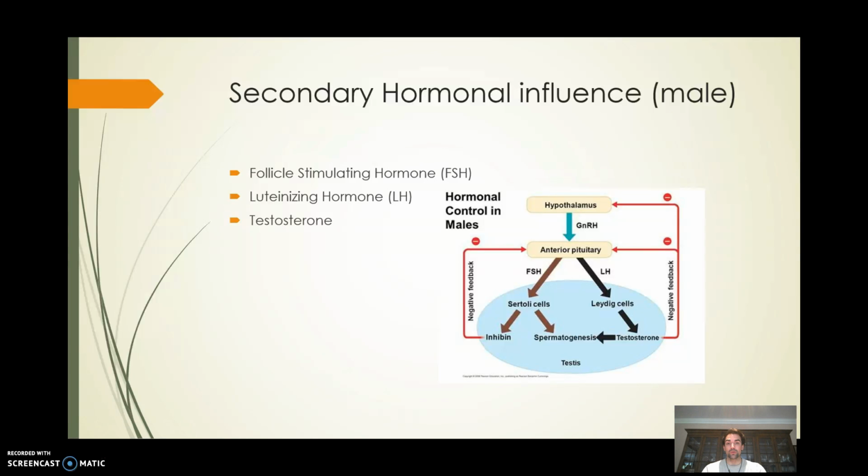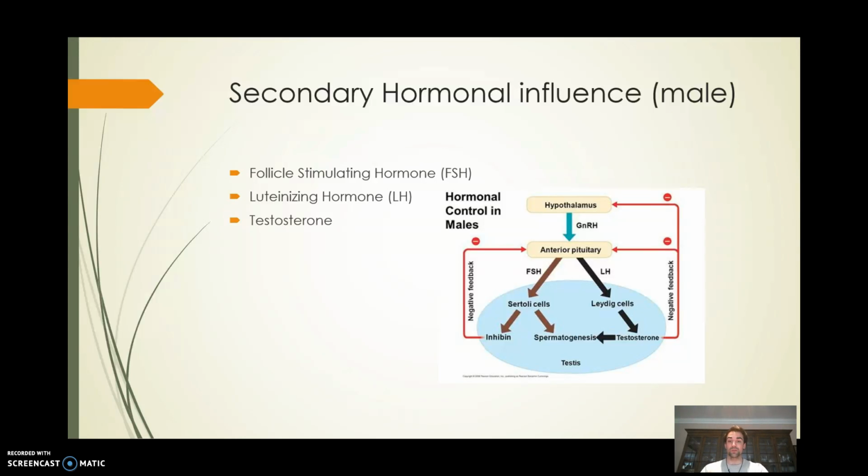Now we'll move into the secondary hormonal influences, and so it's very different with males and females. As far as males, there's not as many hormones involved in sexual reproduction as there are for females. So to begin, we'll start with the follicle-stimulating hormone, FSH. This stimulates the maturation of sperm cells.